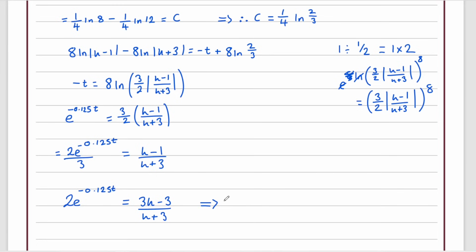So I get 2e, or h plus 3, times 2e to the power of minus 0.125t. That is equal to 3h minus 3. Then if I expand this out, what do I get? I get 2he to the power of minus 0.125t plus 6e. So 6e to the power of minus 0.125t, and that is equal to 3h minus 3.